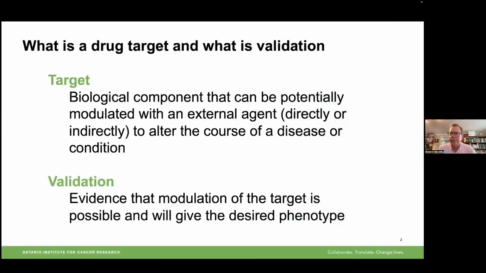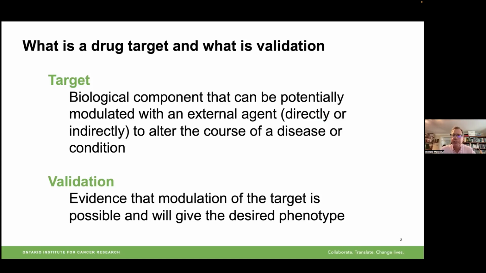So I'm coming at this very much from a drug discovery perspective. We can see lots of interesting synthetic lethal combinations, but ultimately we have to find things that are druggable, that can be a drug target for us. In our definition, a target is some biological component of the cell that we can modulate with an external agent. In our group, it's always a small molecule agent. That can be a direct modulation or sometimes an indirect modulation, but the idea is that we can alter the course of the disease or the condition with this small molecule treatment.